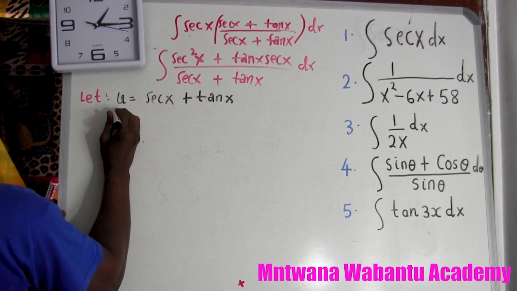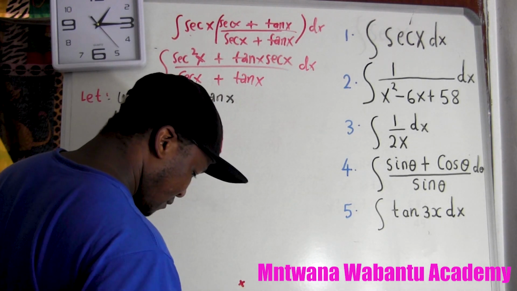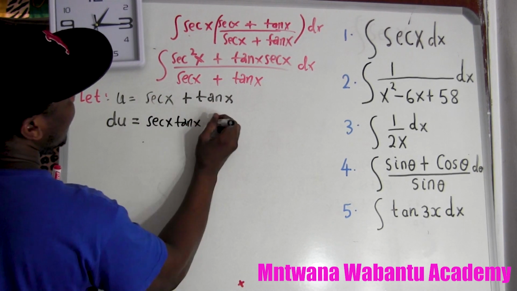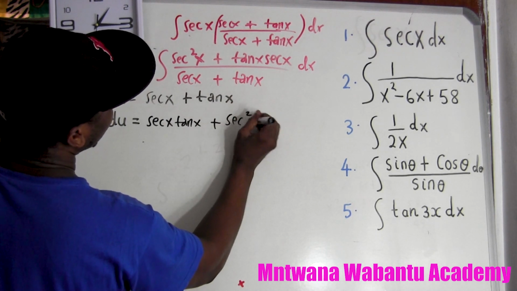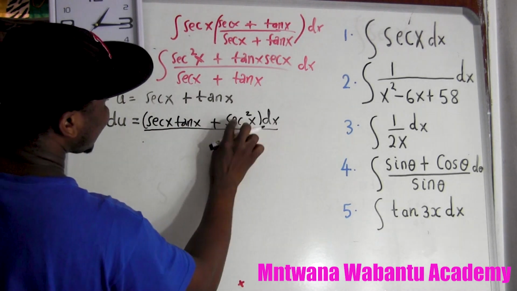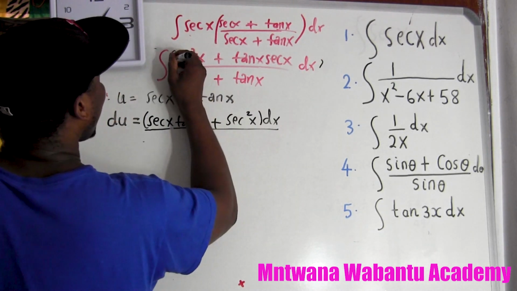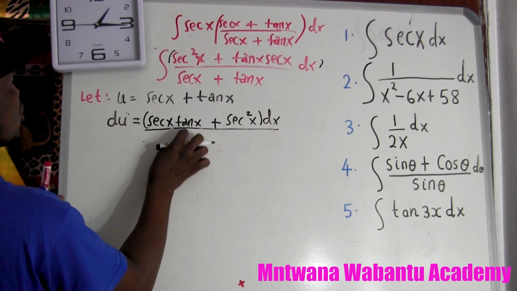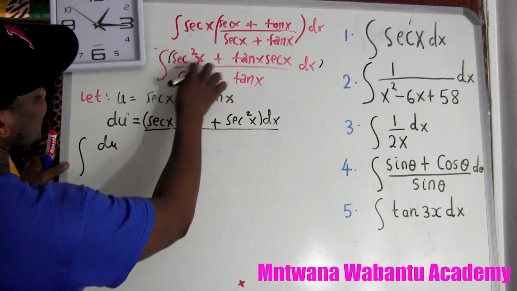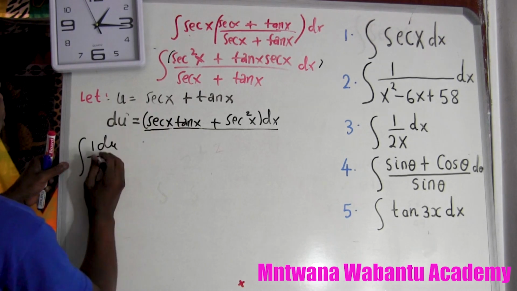Let's differentiate. When you differentiate, this is du. When you differentiate this, sec x is going to give you sec x tan x, plus, when you differentiate tan x, you get sec squared x dx, because you differentiate with respect to x. Now look, this sec squared x plus sec x tan x is exactly what we have on top, so we can replace it with du, because it's equal to du. So it becomes the integral of du over u.